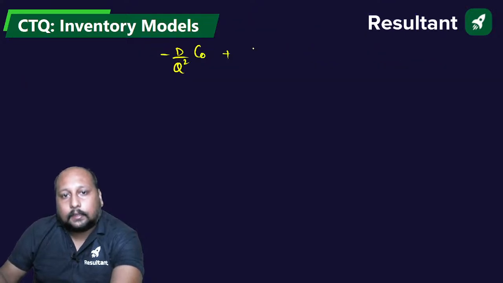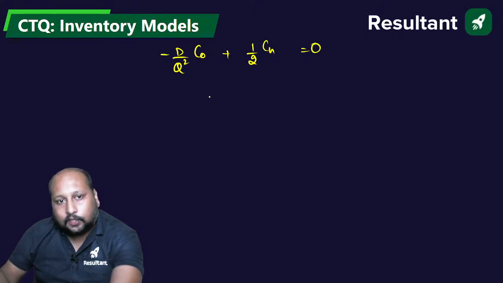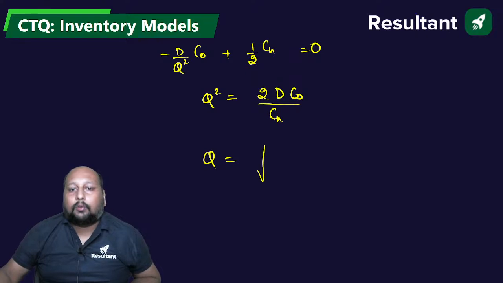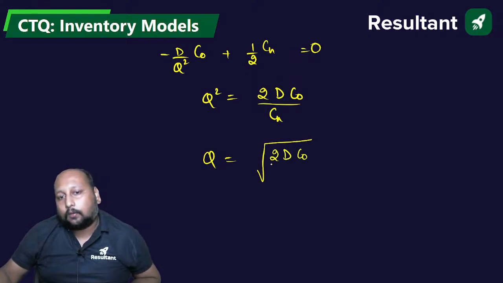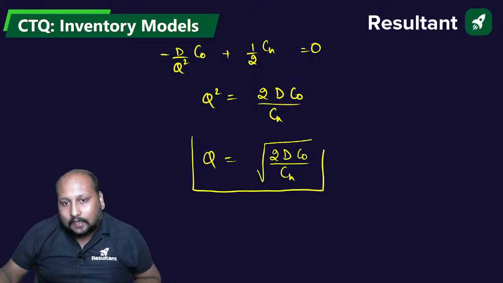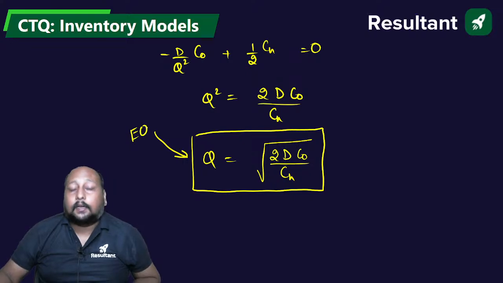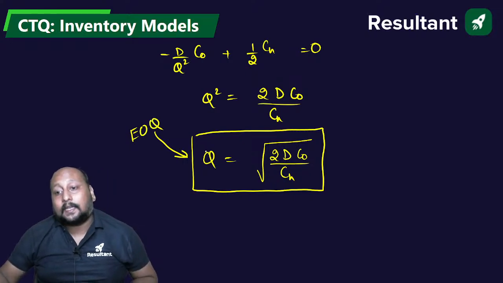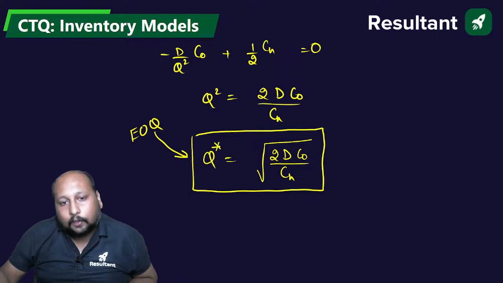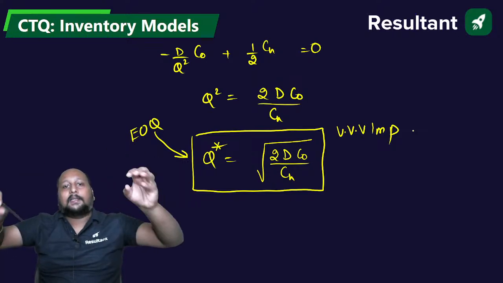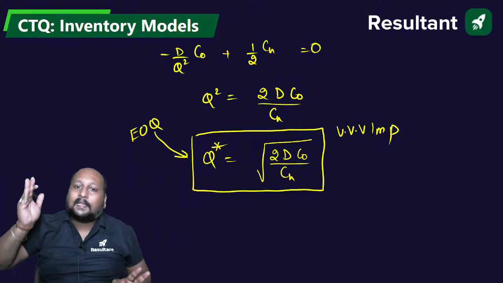Yes. So if you differentiate, we will be having minus D by Q square CO plus 1 by 2 into CH equal to 0. So rearranging the equation, Q square will be equal to 2DCO by CH, or Q is equal to root of 2DCO by CH. So this is the order size at which the total cost will be minimum. This we call EOQ, and EOQ is always denoted by Q star. Very important. All the other EOQ models depend on this formulation, 2DCO by CH.